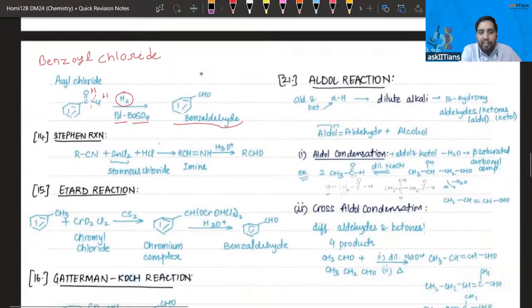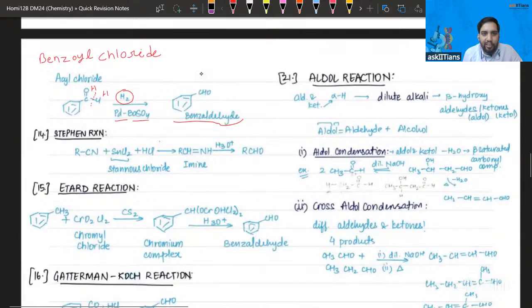The next reaction is the Stephen reaction. This is also a reduction reaction. RC triple bond N, we need to break the carbon nitrogen bond to get an aldehyde. This is for the preparation of aldehyde. So we take stannous chloride, SnCl2. You should know the reagent in the Stephen reaction: SnCl2 plus HCl is the original reagent, or you can also use Sn plus HCl, which does the same work.